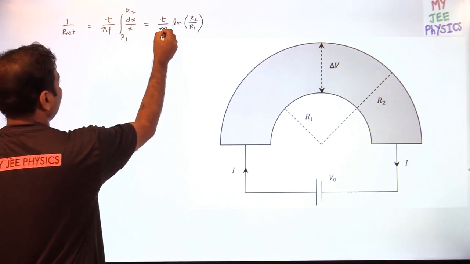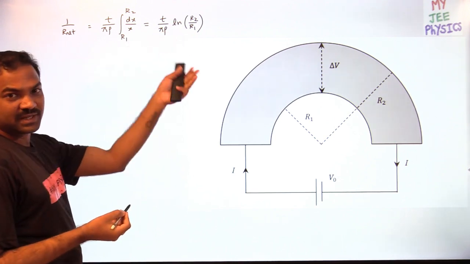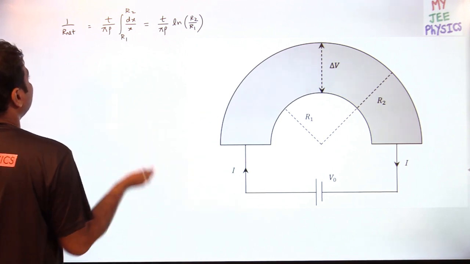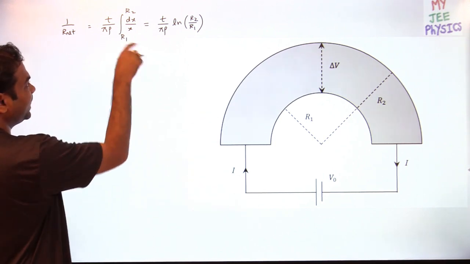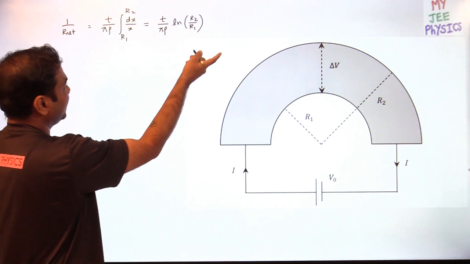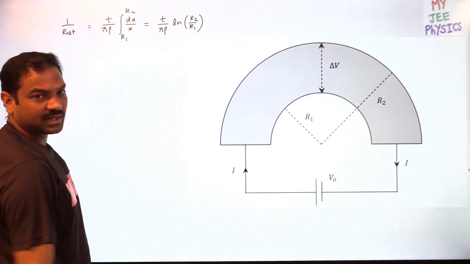I think all of you know the integration of dx by x is ln x from r1 to r2. The people who wrote the examination, I think, don't have any problem understanding this. If some other people are watching this video, they may have doubt how to write this, so it's simply the ln logic.